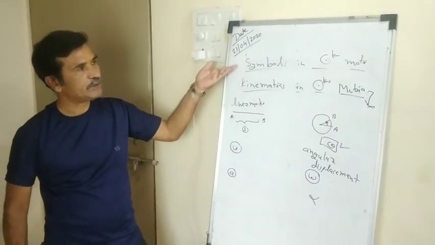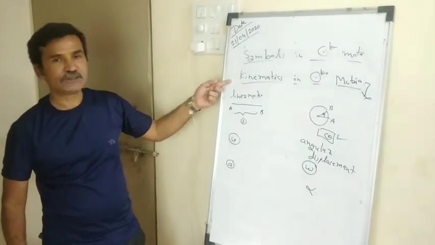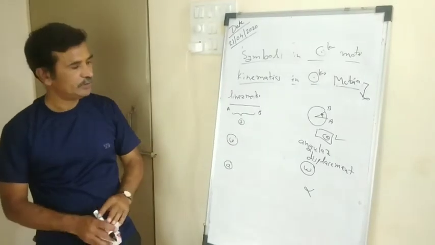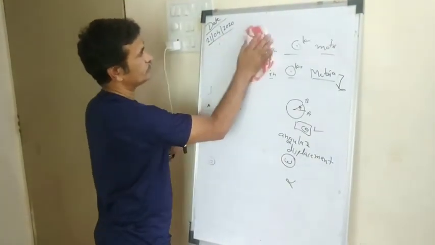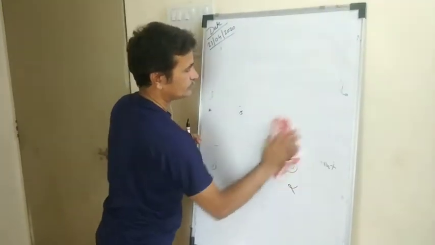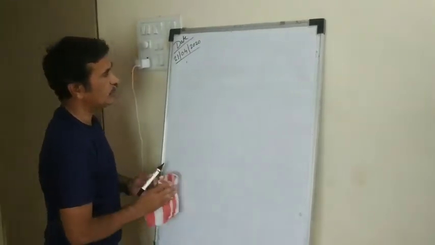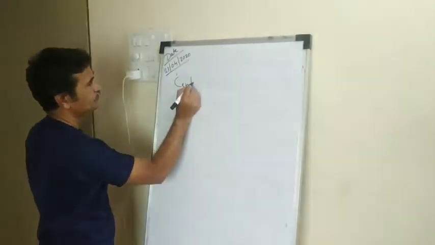So we have seen the concept of UCM, we have seen the concept of kinematics in circular motion. So three symbols you should not forget. Let us go further. Next point of this chapter, the concept of centripetal force.